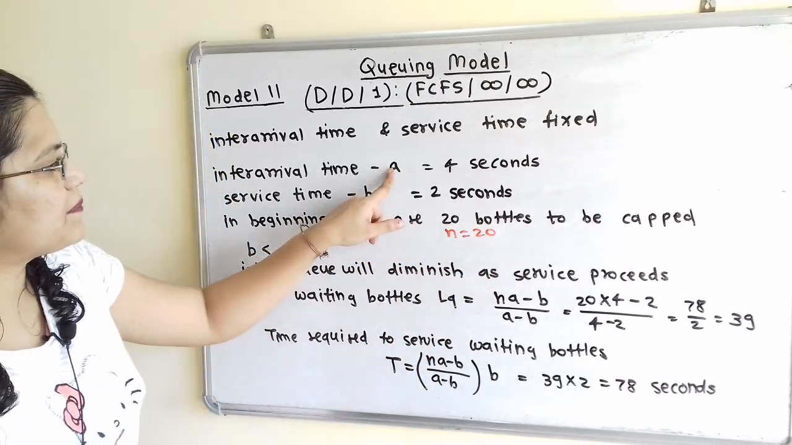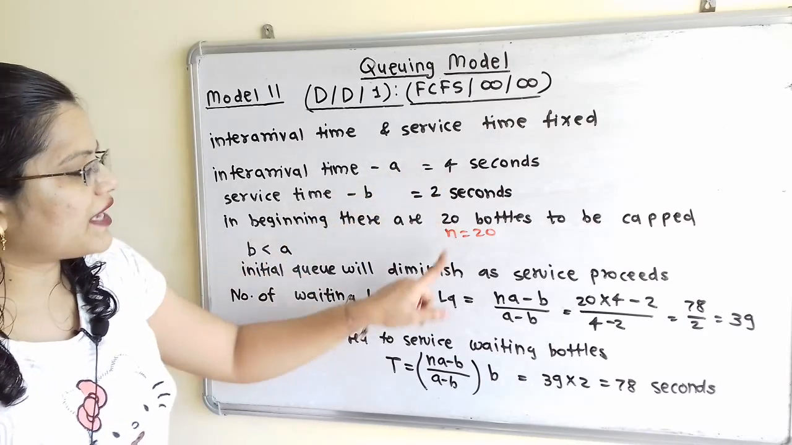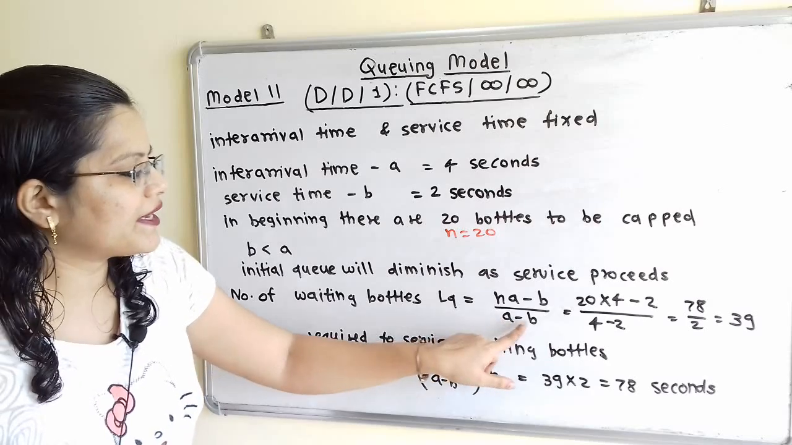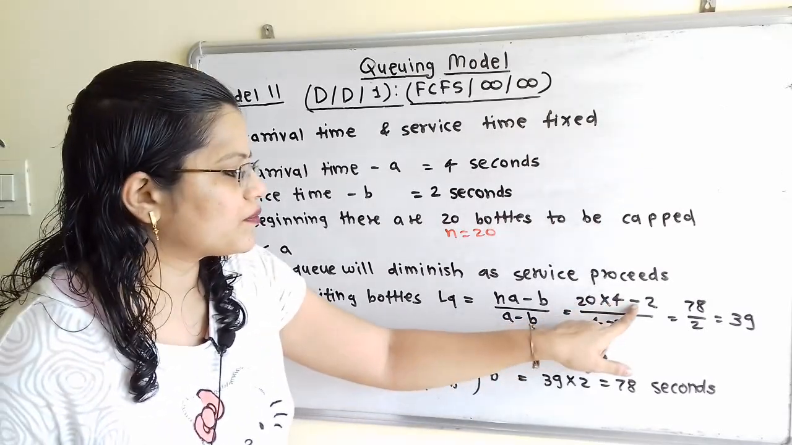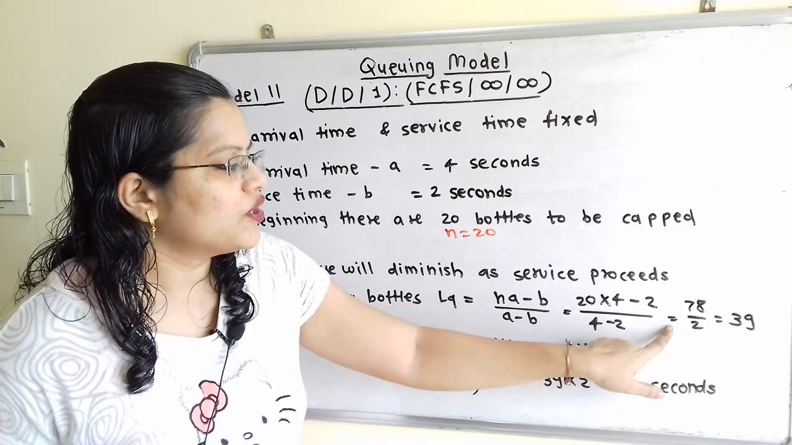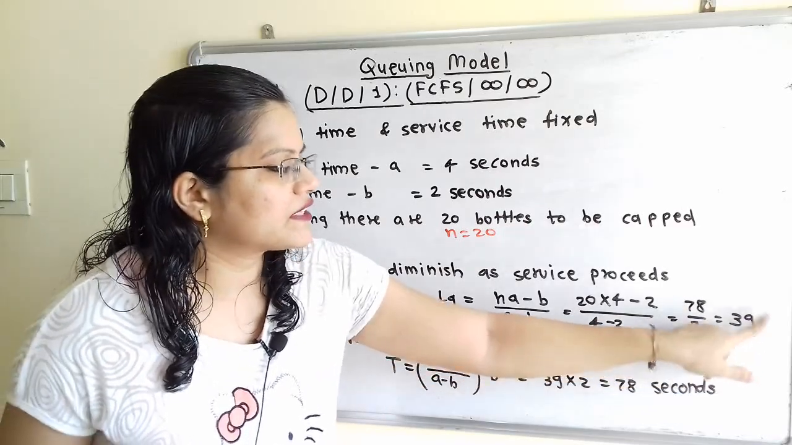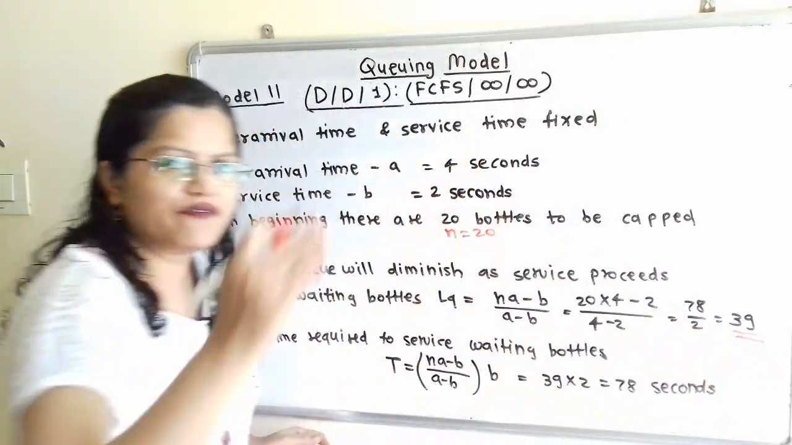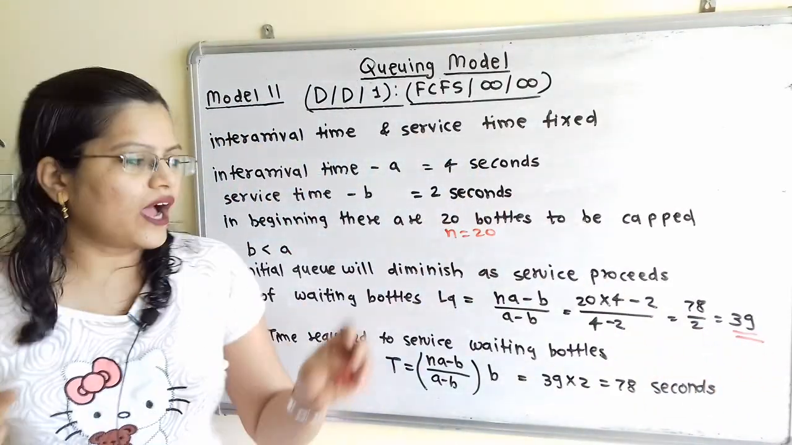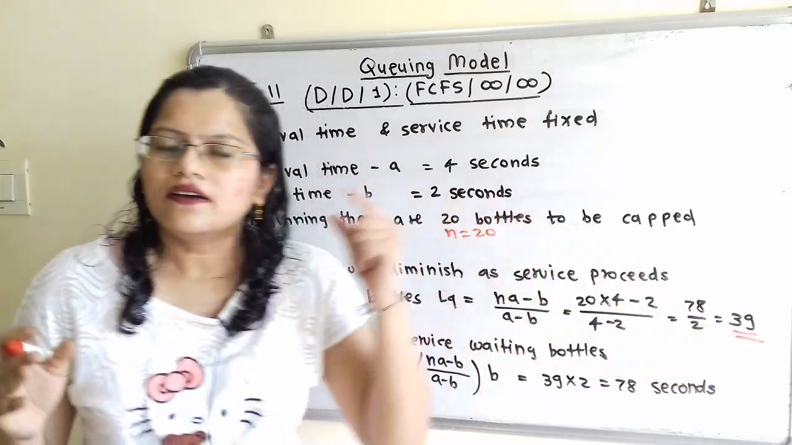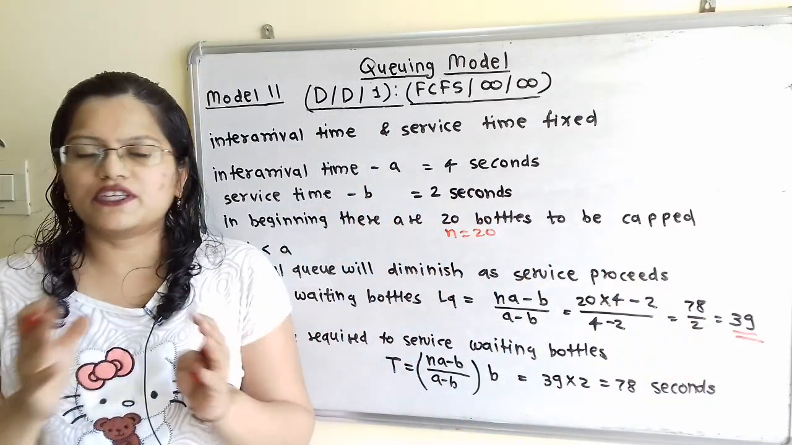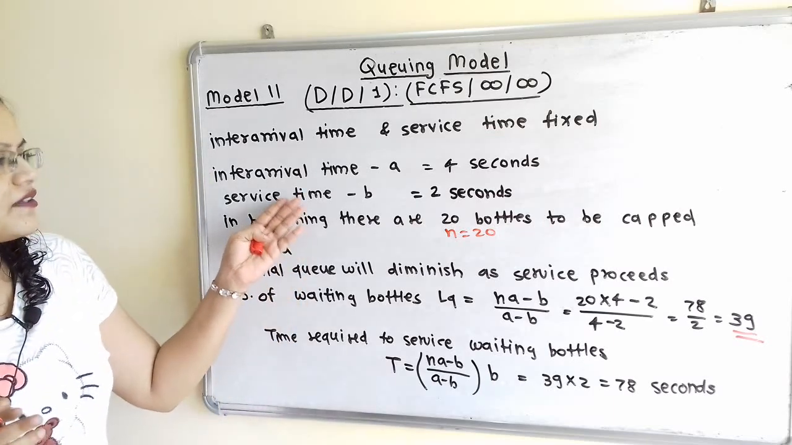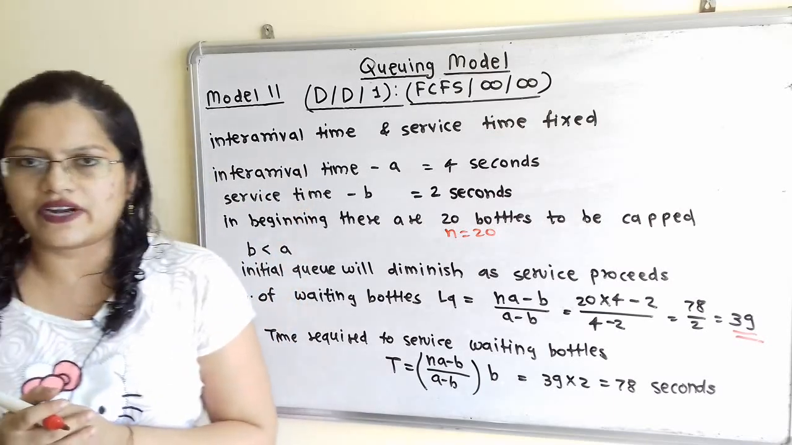So this N is multiplied by A, because the inter-arrival time is 4 seconds. So (NA minus B) divided by (A minus B) is (20 into 4 minus 2) divided by (4 minus 2), which is equal to 78 by 2, which is equal to 39. So 39 units will be served before the queue diminishes. After serving 39 bottles, the queue will diminish or disappear, because service time is less than inter-arrival time.